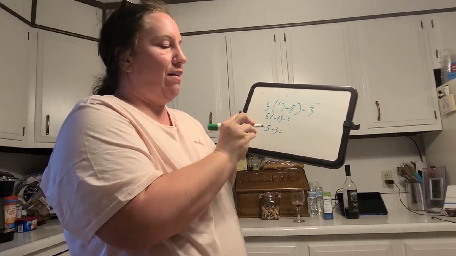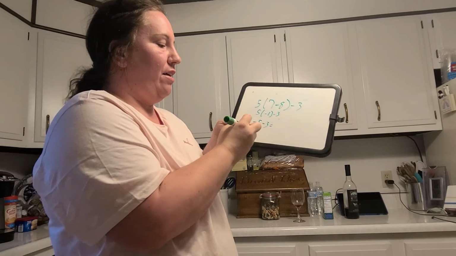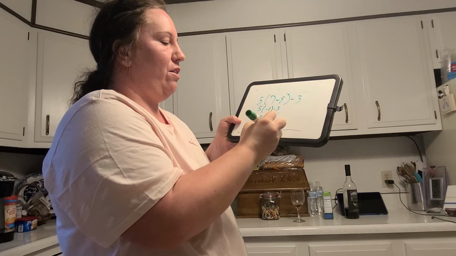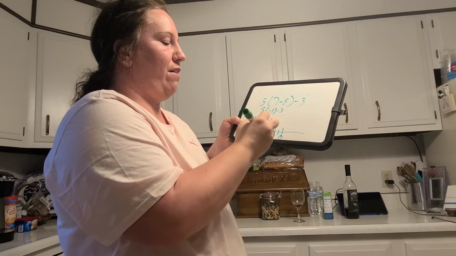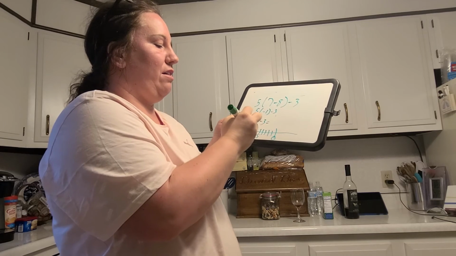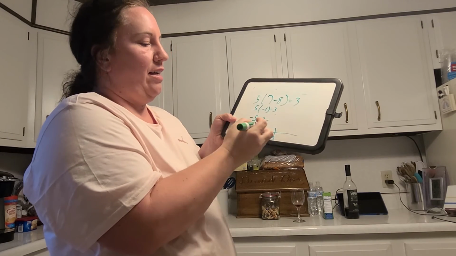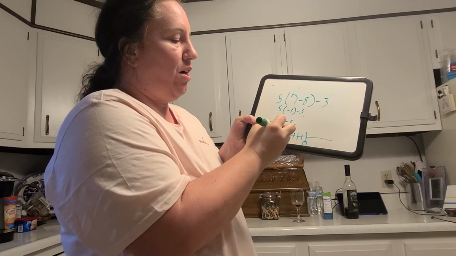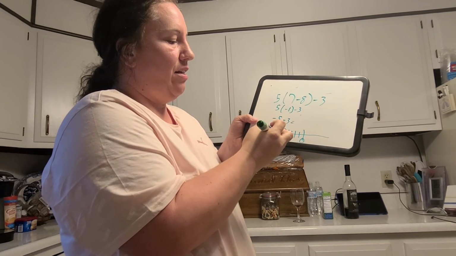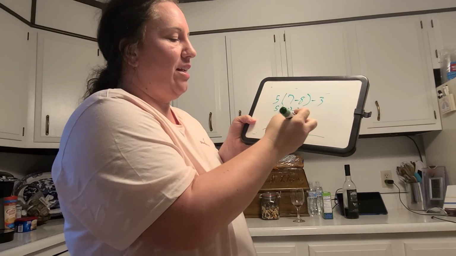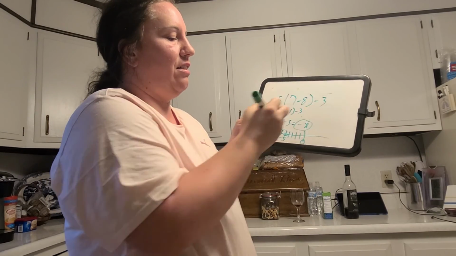So what is negative 5 minus 3? If you don't know, you can draw a number line. Here's a 0. 1, 2, 3, 4, 5. Here's a negative 5, and then I'm taking away 3 more. So that's 1, 2, 3. So where does that leave us? Negative 8. So the answer is negative 8.